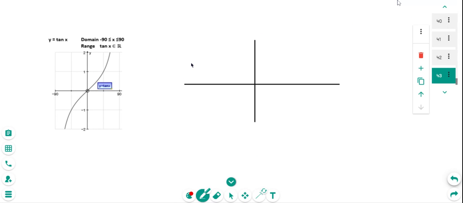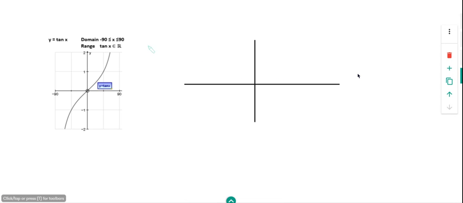If we look now at the tan function, again we've had to restrict the domain. We've created a one-to-one function because, as ever, the inverse will only exist if it's one-to-one. So what we've done is restrict the domain here from minus 90 up to plus 90. So the horizontal axis has been restricted.